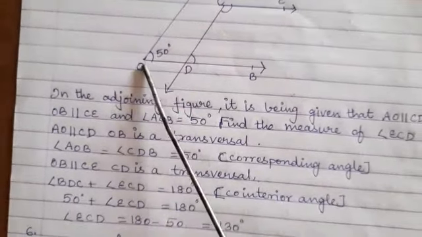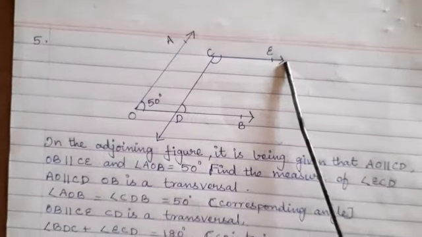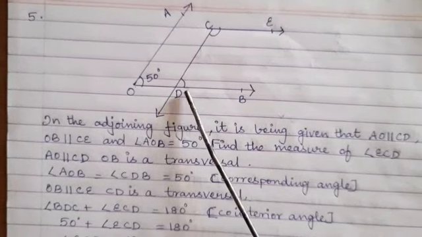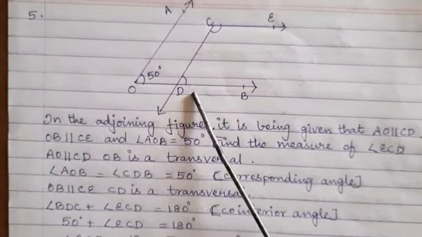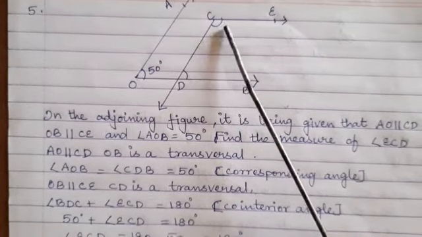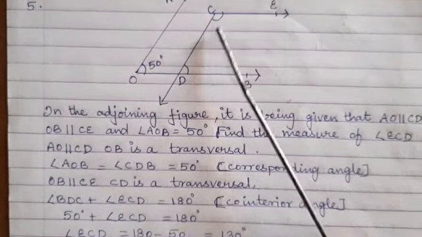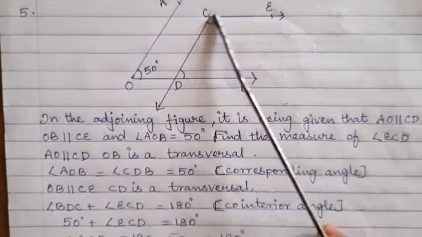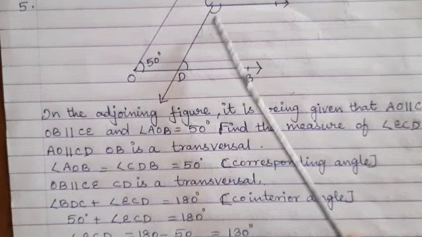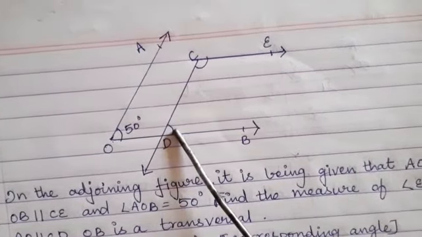Then come to line OB and CE, which are parallel lines cut by a transversal CD. We know already, we found out CDB is 50 degree. Then ECD, now we have to find out. ECD plus angle BDC is equal to co-interior angle, because these are two parallel lines cut by a transversal, that is interior angle sum equal to 180 degree, that is co-interior angle sum equal to 180 degree.